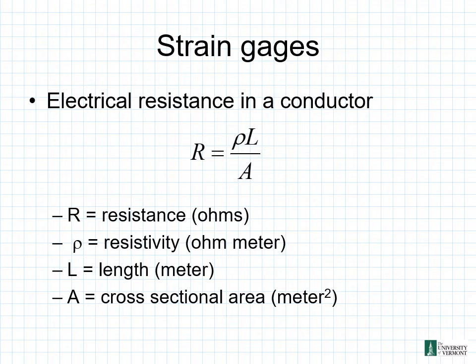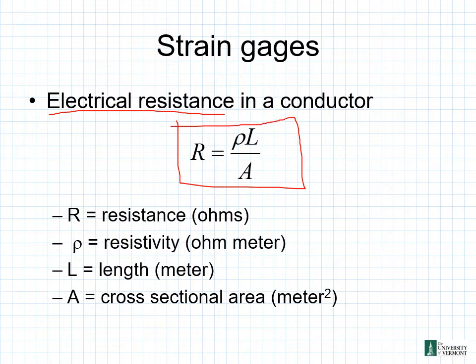So the key equation here is electrical resistance in a conductor. We have this equation right here: R equals rho L over A, where R is our resistance in ohms, rho is our resistivity. You can take that right from an ohm meter in the lab. L is the length given in units of meters, and A is the cross-sectional area. So you can plug all those values into this equation, and we can use this to calculate whatever the unknown is. In this case, we have it set up to calculate the resistance.